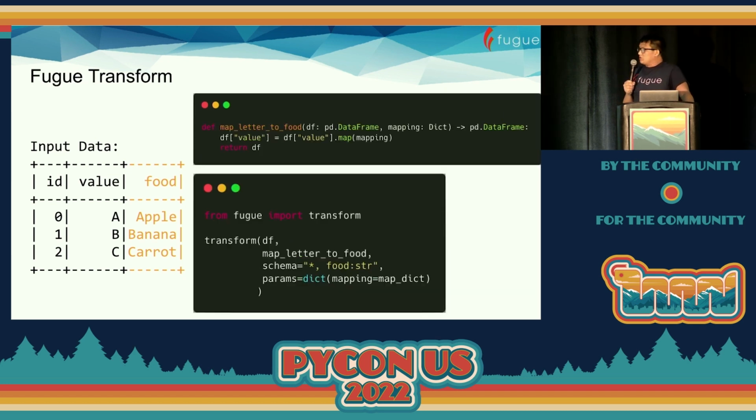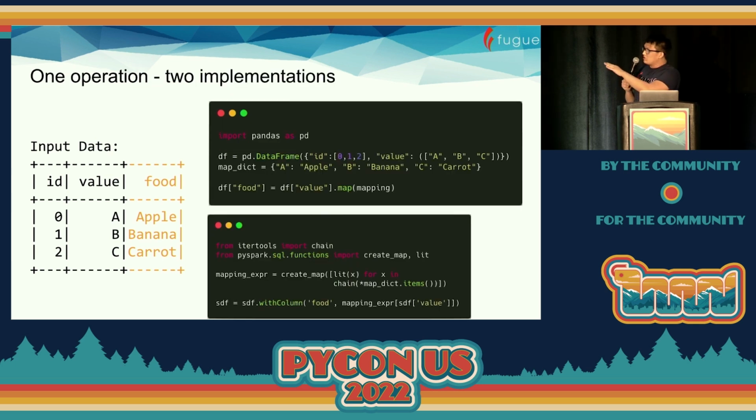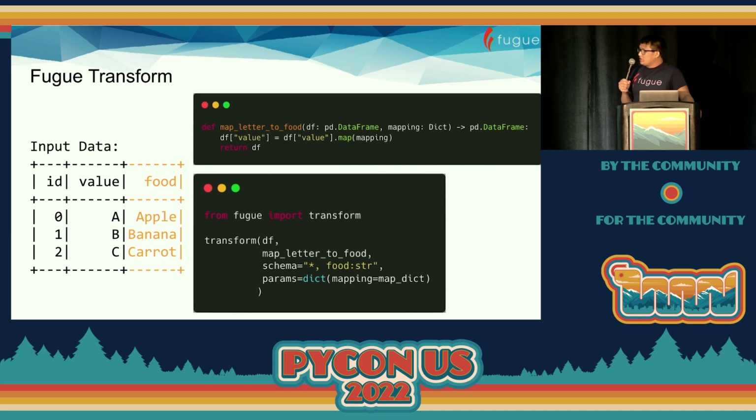So let's look at how Fugue would do it. Up above is the Pandas function. All we're using is this map to get the appropriate dictionary value. We get the value in the value column, use the dictionary to map it to the corresponding food, and then create the new column. Here the function is left unchanged, and we're going to use the Fugue Transform function, which takes in the data frame and the function, and then the schema, which will be adding a new column called food, and then we have the parameters passed.